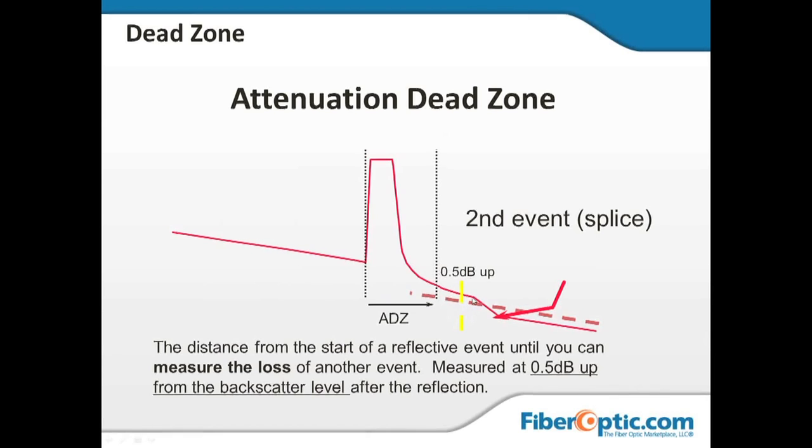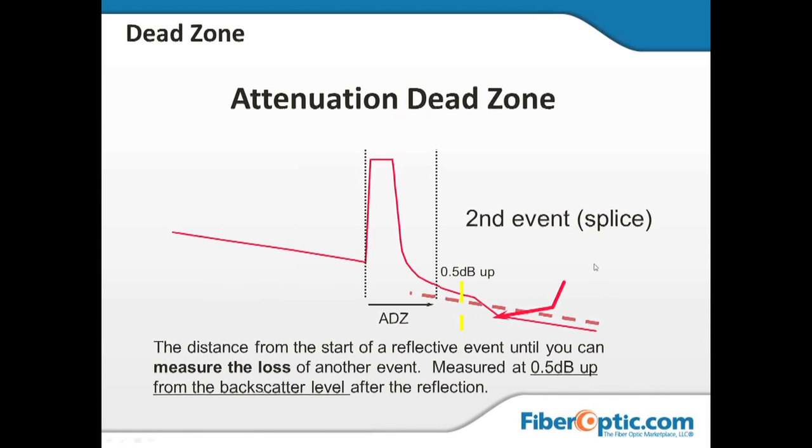We've not fully recovered, so this very easily, the computer on board could very easily see this as a single reflective event with this much loss, from this backscatter level to this one. And it could very easily show that as a single event with a high loss, when in fact it's a reflective event and then a non-reflective event following it. So pulse width matters when we're trying to see those details.